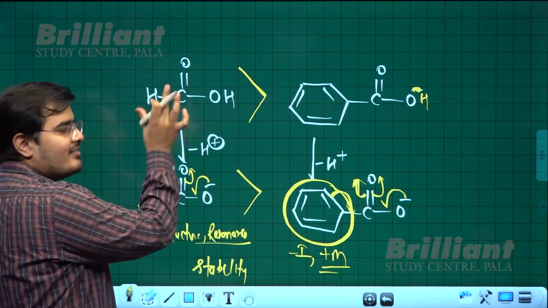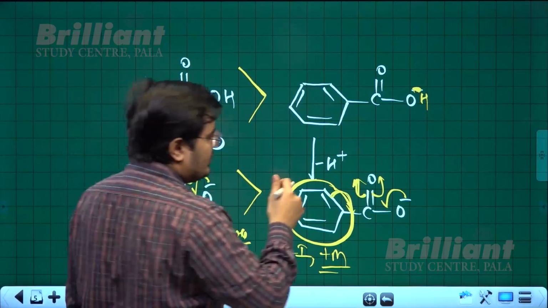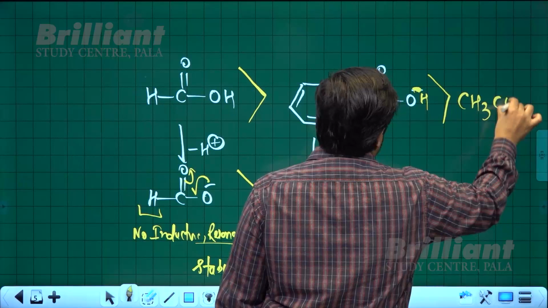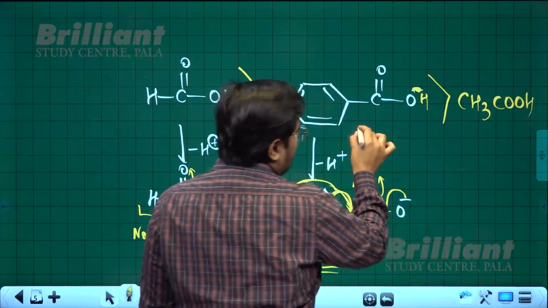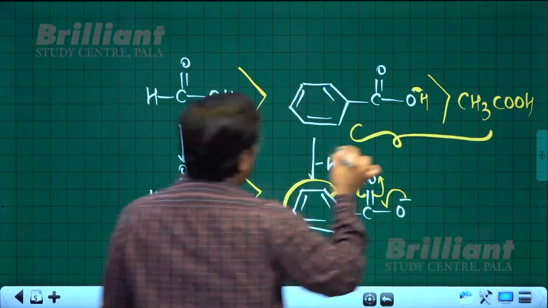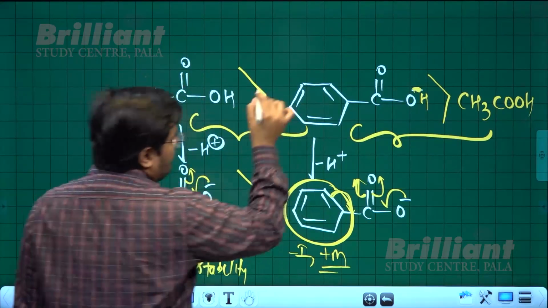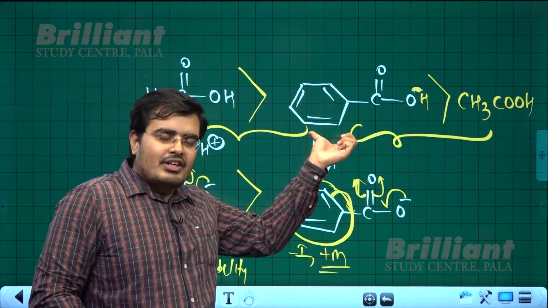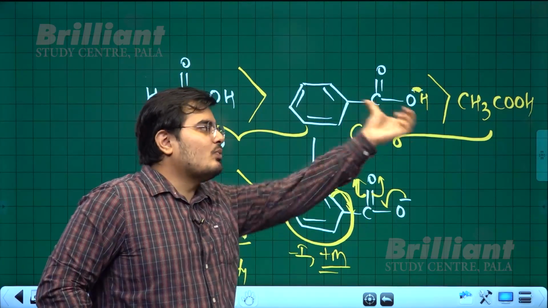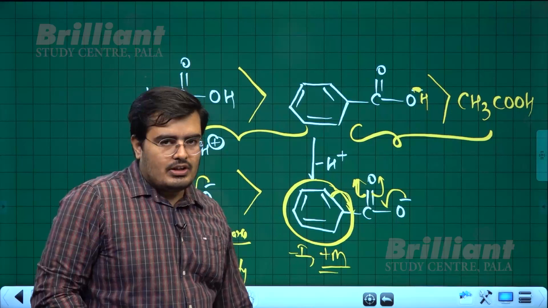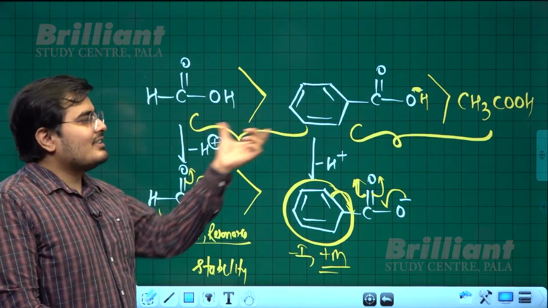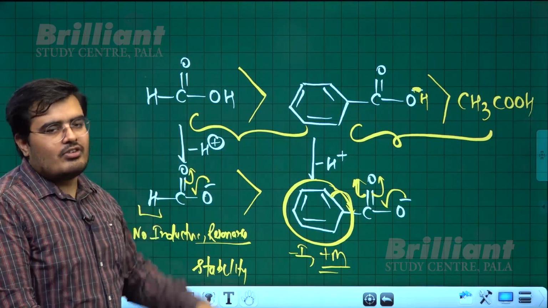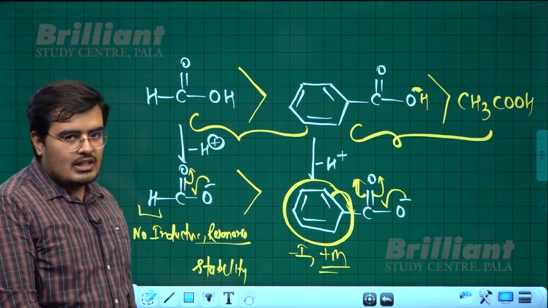So formic acid is more acidic than benzoic acid, which is more acidic than acetic acid. As you have understood, the logic for their comparison is different. Here it's the inductive effect of the phenyl ring which dominates while comparing the acidity order, whereas here it's the resonance of the phenyl ring which makes it less acidic than formic acid. So I hope this is clear.